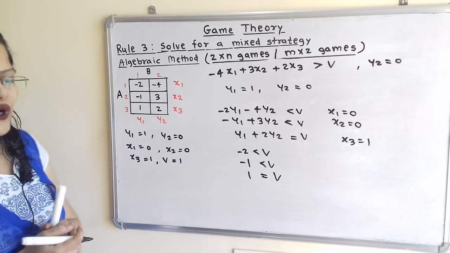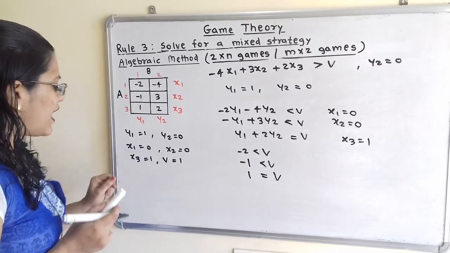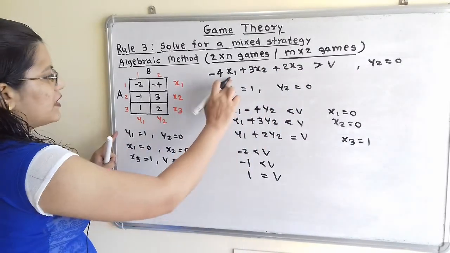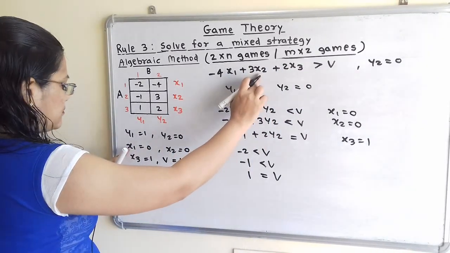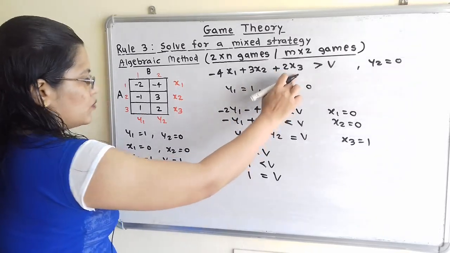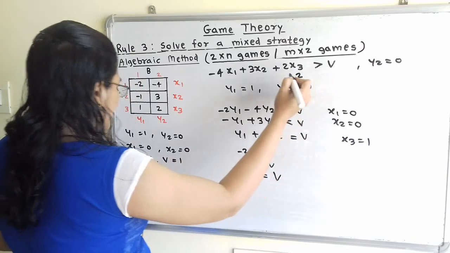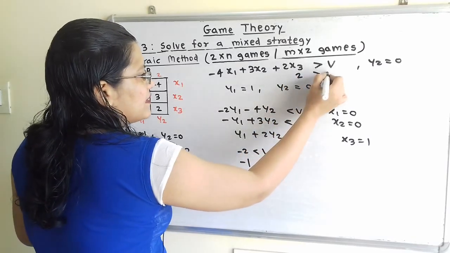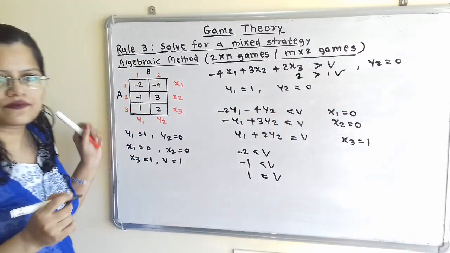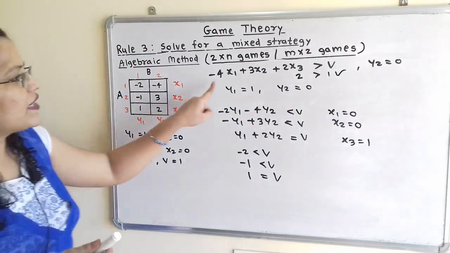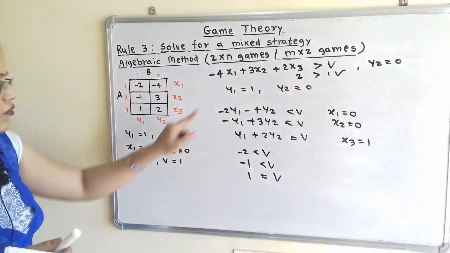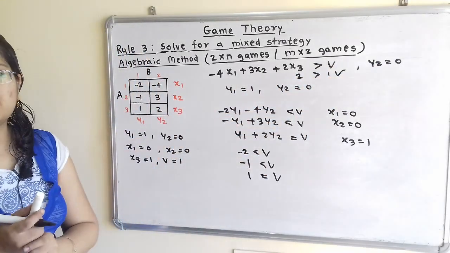Now we have to cross check this. If I put this value in this equation, that is x1 0, x2 0, then x3 1. So 2 into x3, that is 2 into 1, that is 2 is greater than V, that is 2 is greater than 1. So this statement is correct. Now according to this equation is greater than V, then y2 is equal to 0. But here y1 is equal to 1.